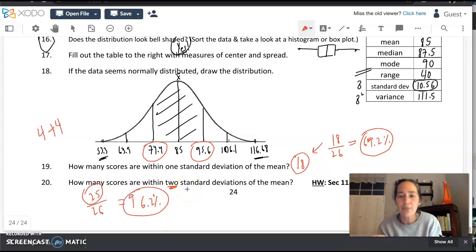I'm not even going to bother asking you about 3 above and below, because luckily no one got below a 53.3, and luckily no one got above a 116.68, because that would be too easy of a test if someone got that high. So 100% of the data actually falls within 3 above and below.